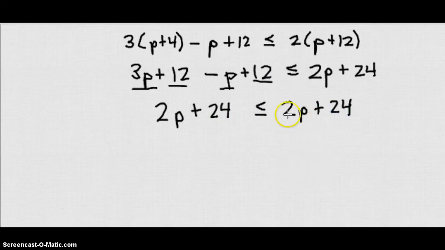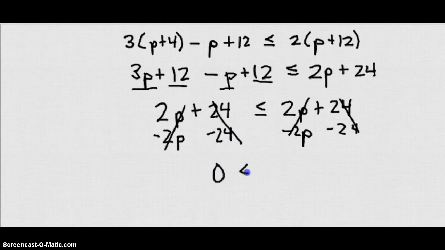I think we can see where this is going. Both sides are equivalent. If we subtract 2p from both sides, subtract 24 from both sides, we get 0 is less than or equal to 0, which is true. So this means that all real numbers will work for p. We can write it with this fancy R, meaning every number will work for that variable p. And with that, we will conclude our lesson on solving multi-step inequalities.